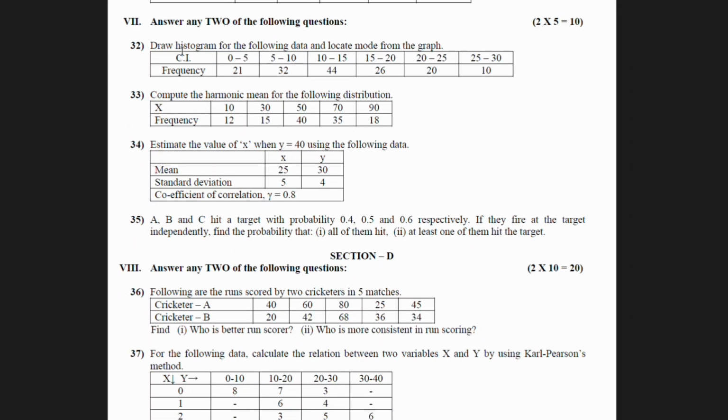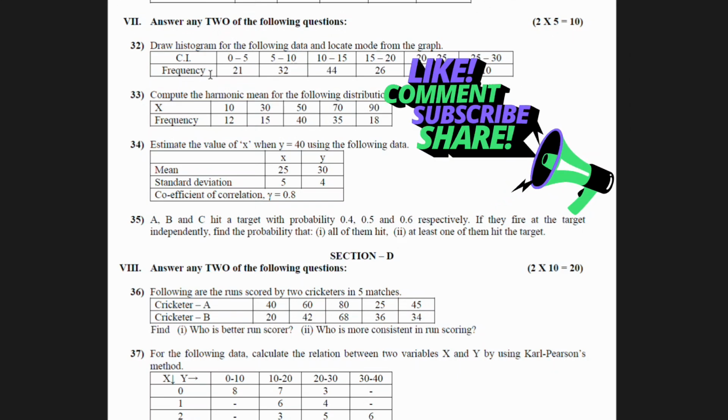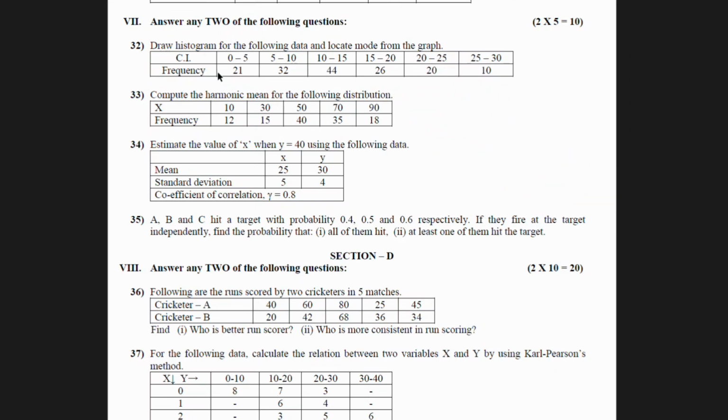Now here, to draw a histogram, first we should check the class intervals. Are they equal or unequal? Because if the class intervals are equal, then we can directly draw the values as they are. If they're unequal, then we have to draw the histogram using frequency density instead of the actual frequencies. That is, you have to take the midpoints, divide the frequencies by the midpoints, and then plot the points.